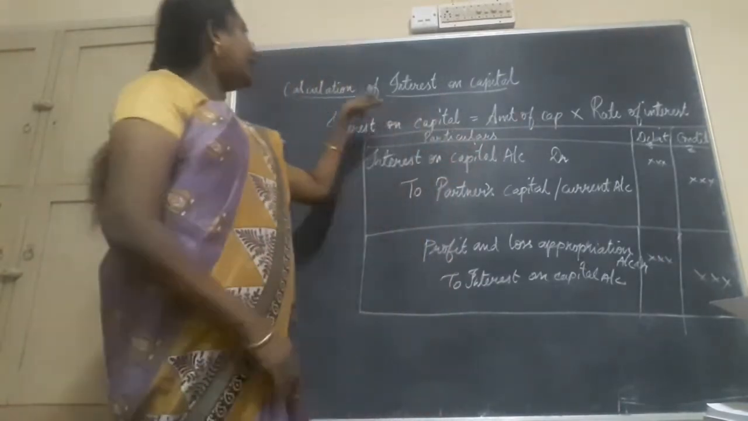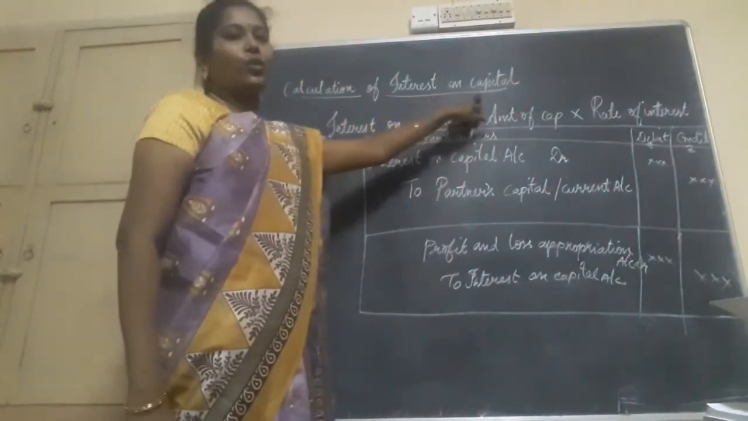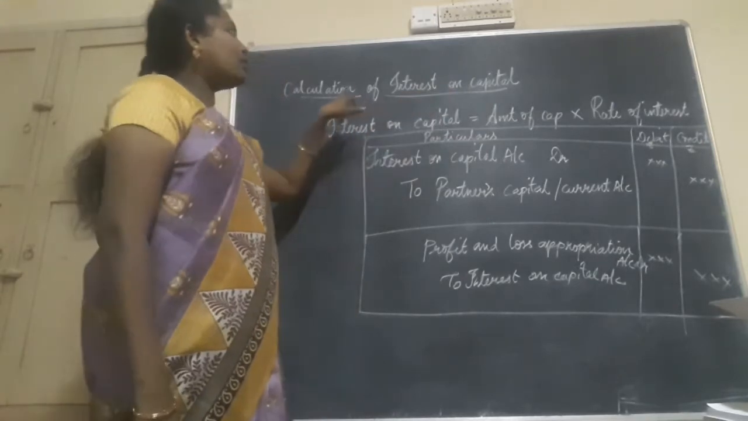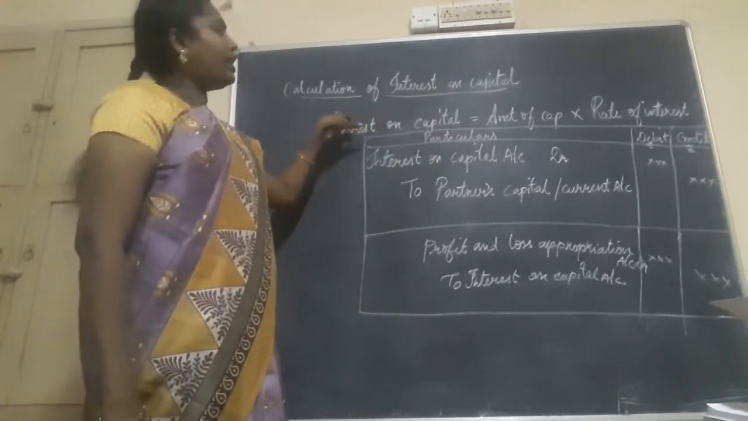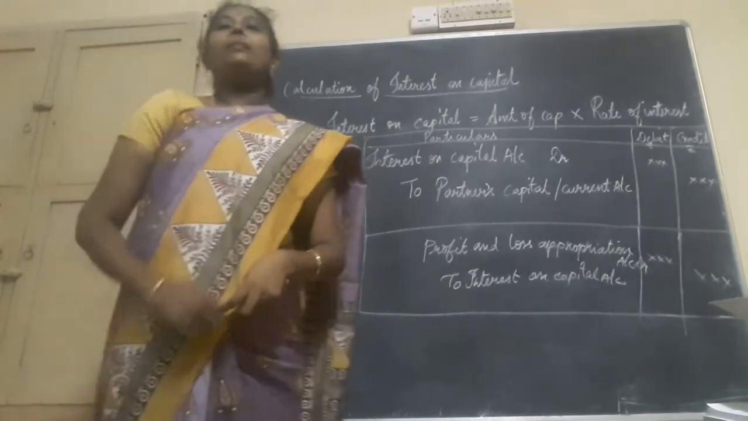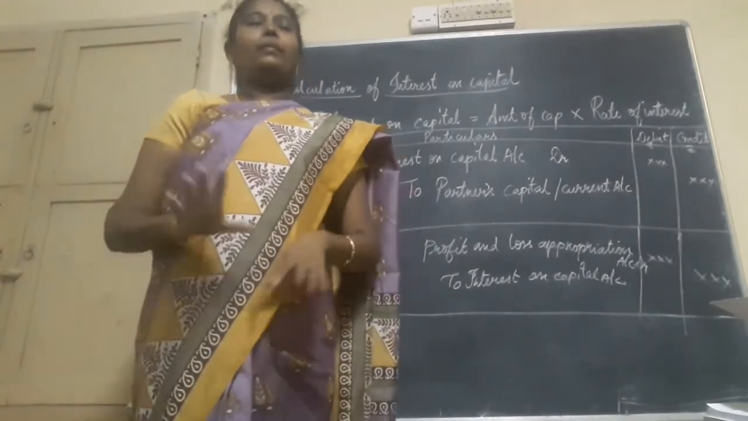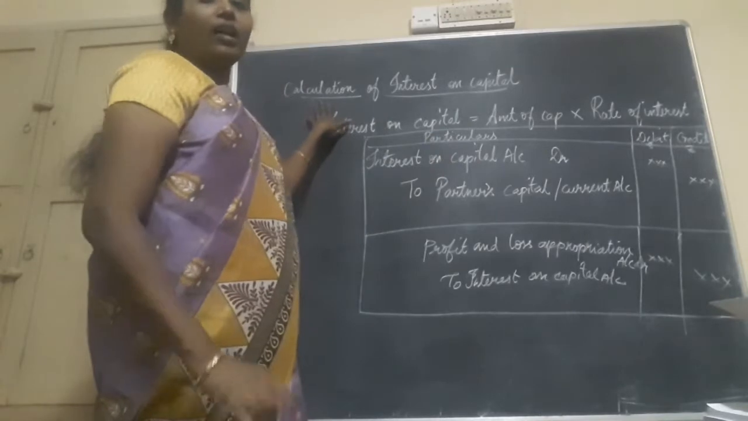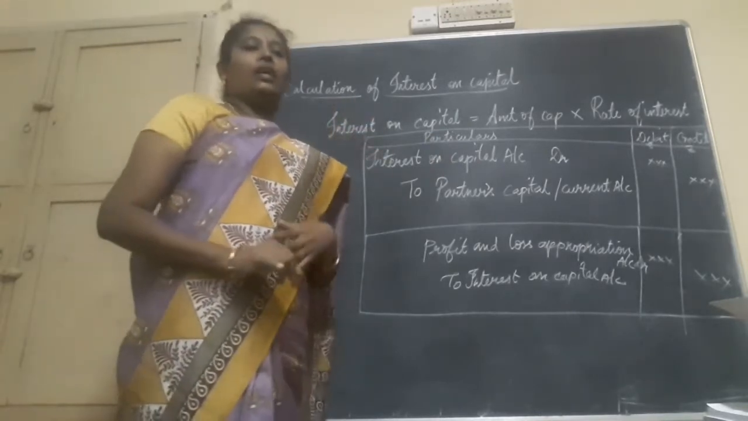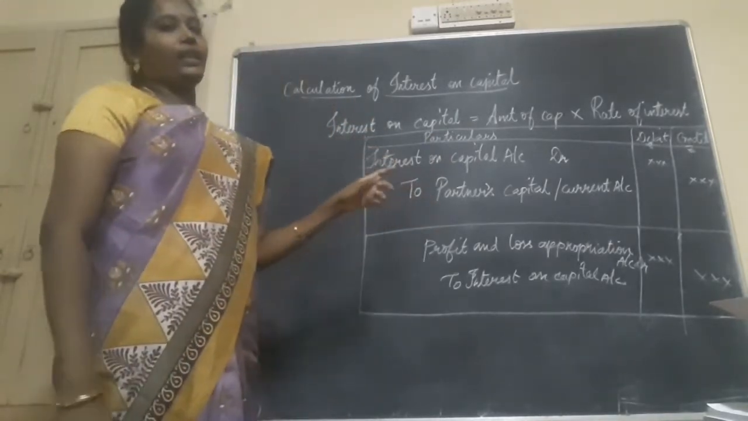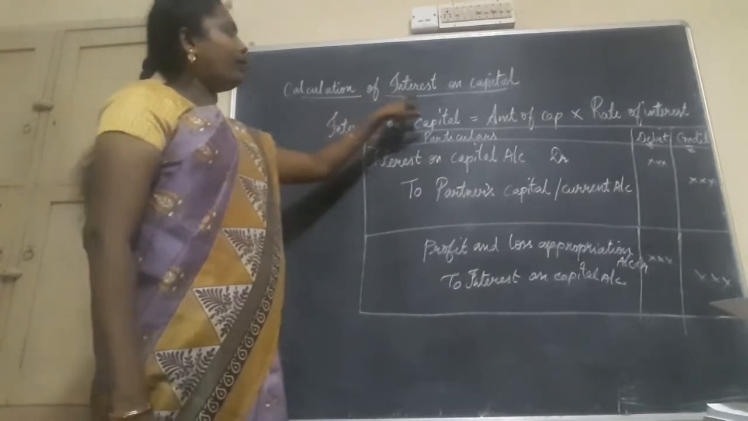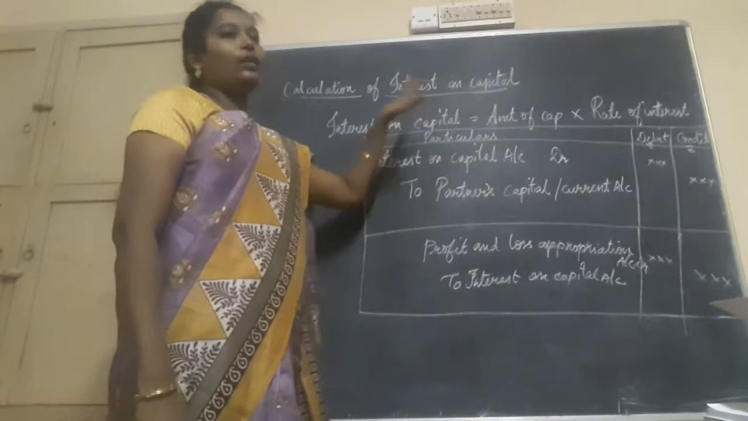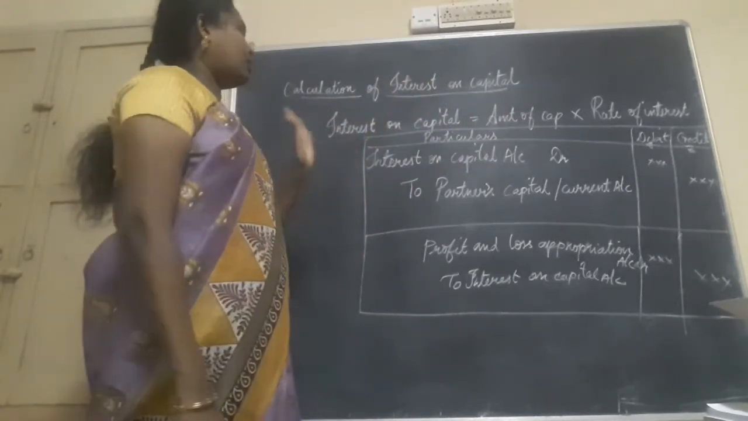Now we are going to see calculation of interest on capital. We are in the unit 3 chapter, studying the partnership firms fundamentals. In that we saw the fixed capital account and the fluctuating capital account. After that we are going to see how to calculate the interest on capital.